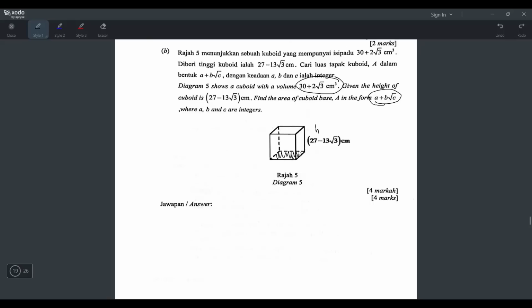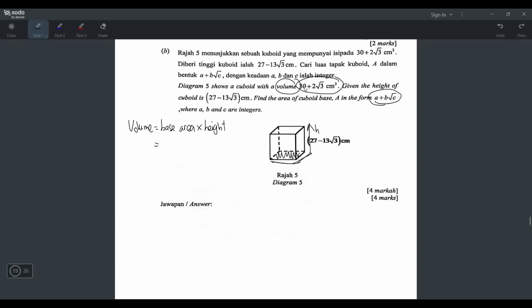Okay, what you have to do now is, first of all, let's talk about volume. Volume, the formula is what? Length times width times height, right? And do you realize length times width is actually the base area? It means the volume, you can find it by taking the base area times height. Okay, so let me write it for you. Volume formula is the base area, luas tapak, times the height, tinggi, like this, right?